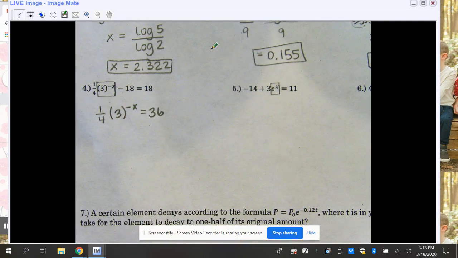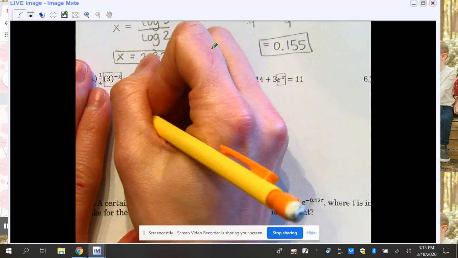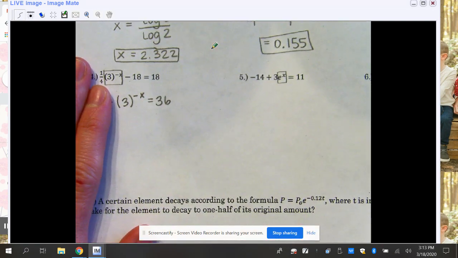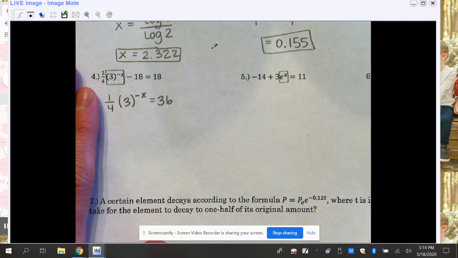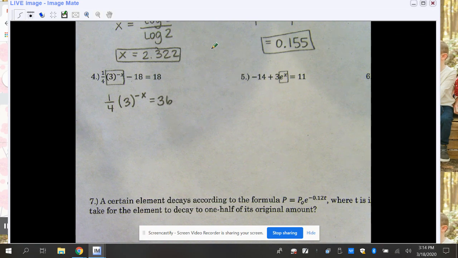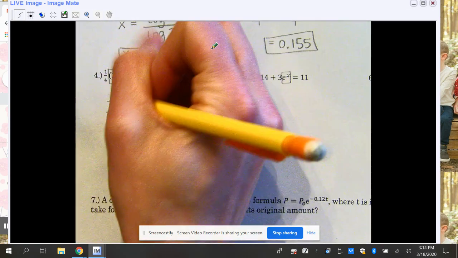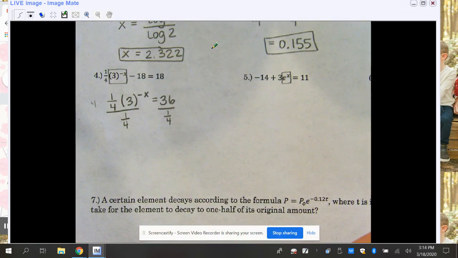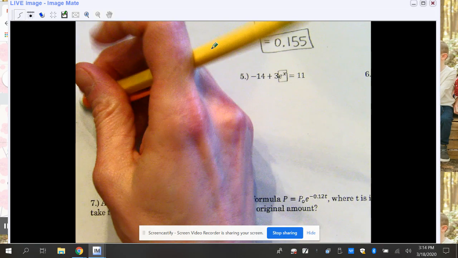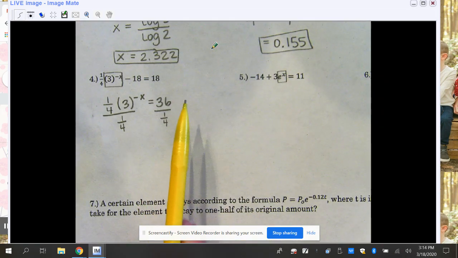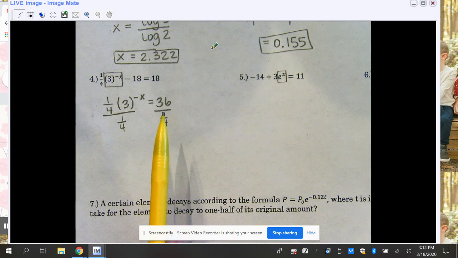Well, right now, again, this is the only thing that's being raised to the power. So I need to get that by itself before I can take the log of each side. Right now, it's being multiplied by 1/4. So I need to divide both sides by 1/4, which is the same as if you thought of undoing the fraction, multiplying by 4. That's the same thing. But what a lot of people will do is just multiply the 36 also by 4.